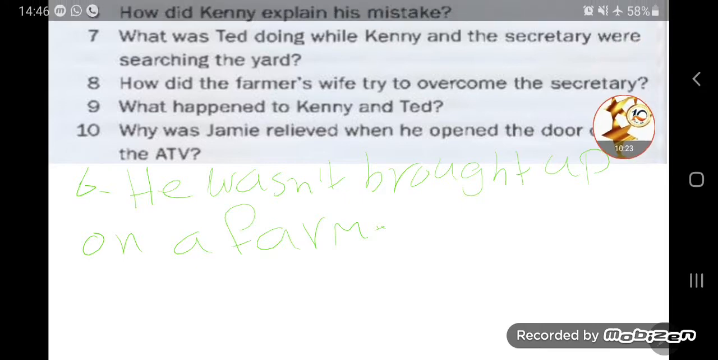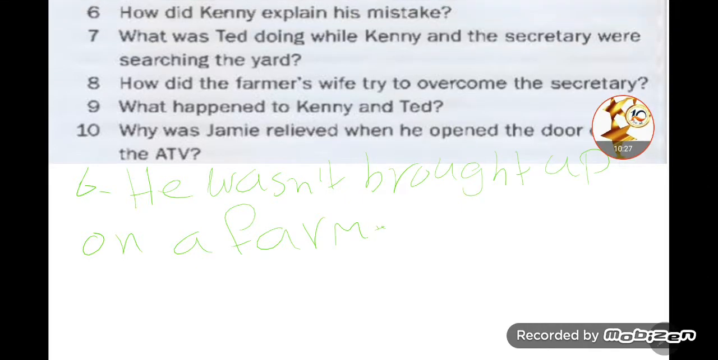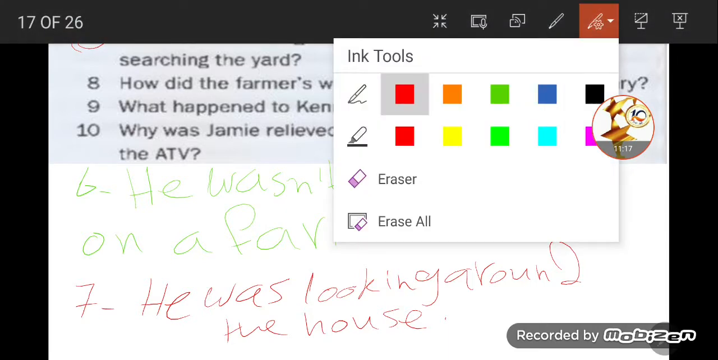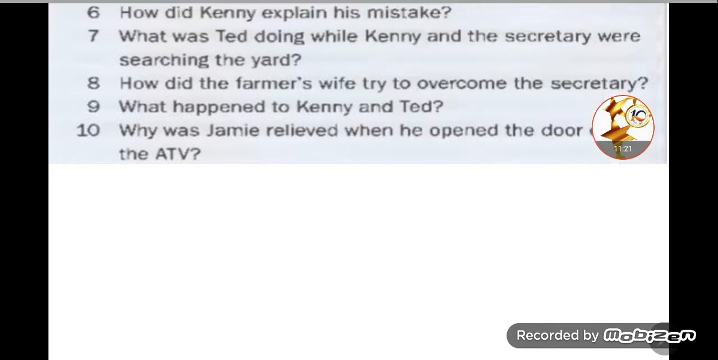Okay. We come now to number 7. It asks: what was Ted doing while Kenny and the secretary were searching the yard? What was Ted, the third person who was chasing Jamie with Kenny and the secretary, doing at that time? He was looking around the house. So the answer to the seventh question is that he was looking around the house, searching around the house to see if he could find something or not.